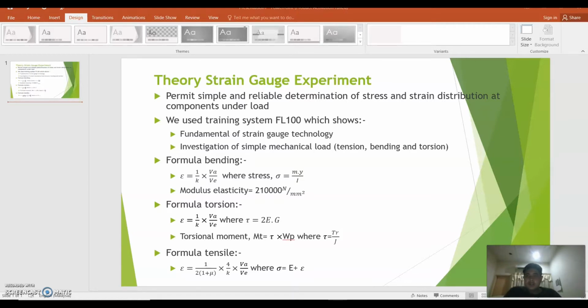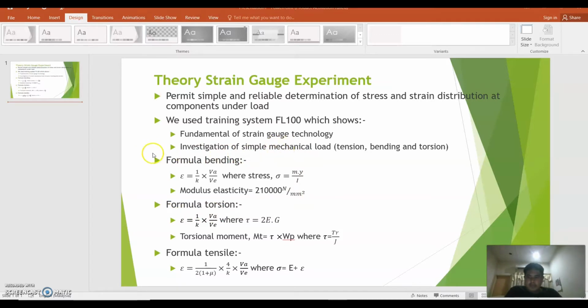Now I want to talk about the theory of the strain gauge experiment. Basically, this experiment permits a simple and reliable determination of stress and strain distribution in a component under load. We use this training system, the FL100, which shows us the fundamentals of strain gauge technology and investigates simple mechanical loads of three types: tension, bending and also torsion. For the theory, we must know all three formulas in order to conduct the experiment.